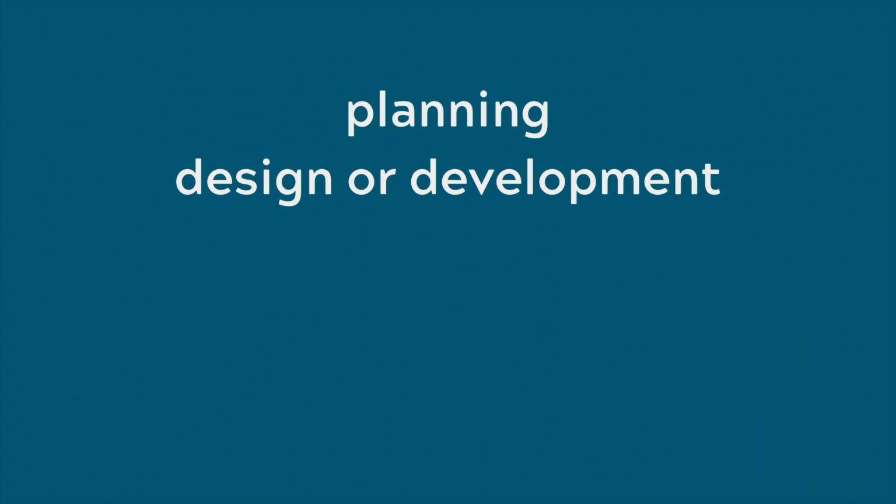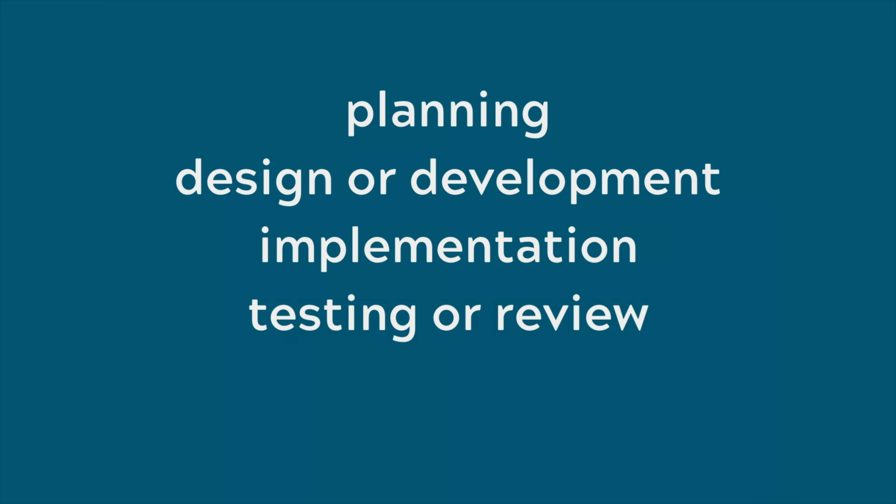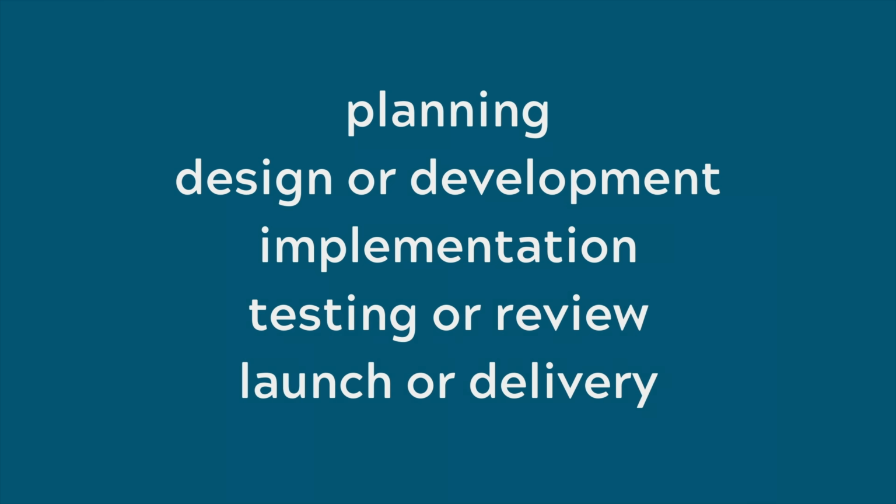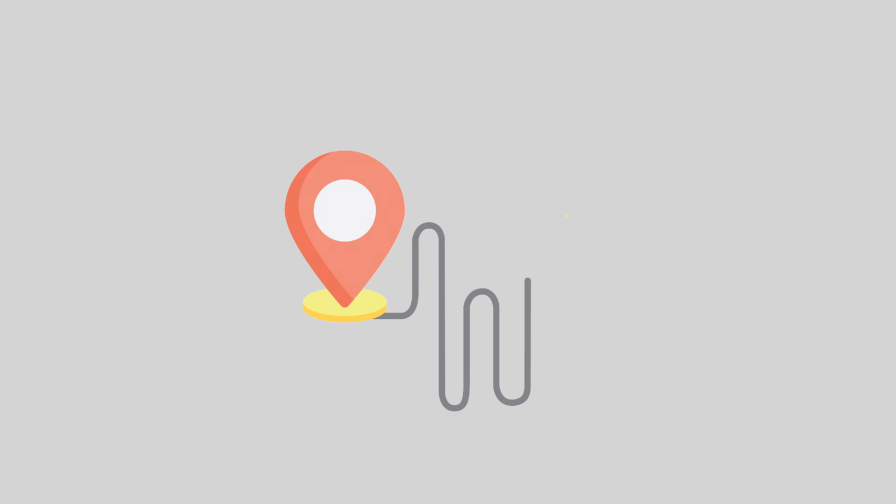Instead of one long deadline, divide your project into phases or checkpoints. Common phases include planning, design or development, implementation, testing or review, launch or delivery. Each phase should have a clear start and end with specific outputs. These become your milestones, key markers that help you track progress.